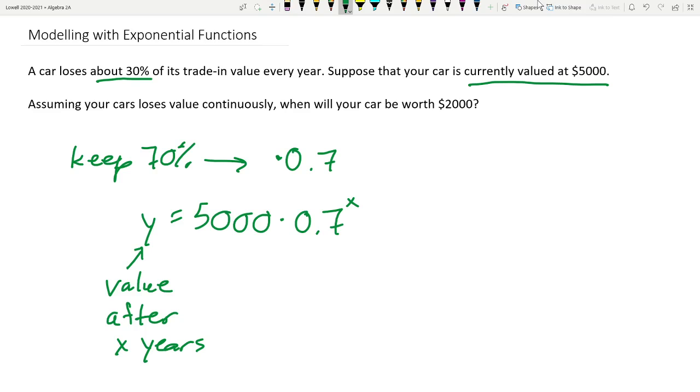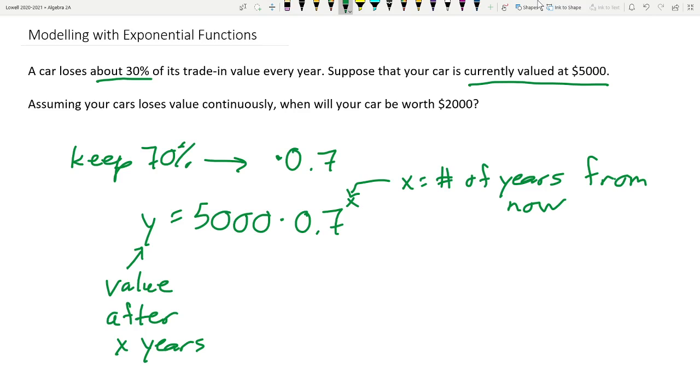I didn't want to take too much time on this one, so if you have questions, leave a comment or shoot me an email. Again, let's be really clear what x is: x is the number of years from now. If I plug in x equals 0, that corresponds to the current value, and we get 0.7 to the 0, which is 1, so our car is worth $5,000 right now. So the question is, when is our car going to be worth $2,000?